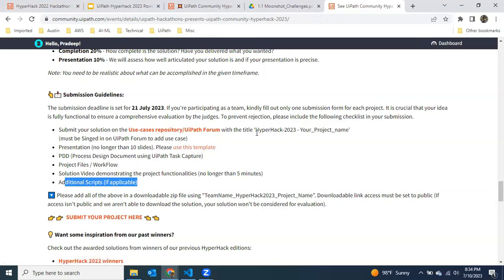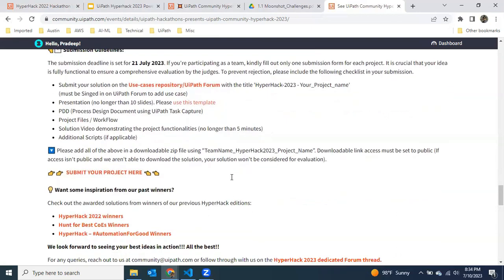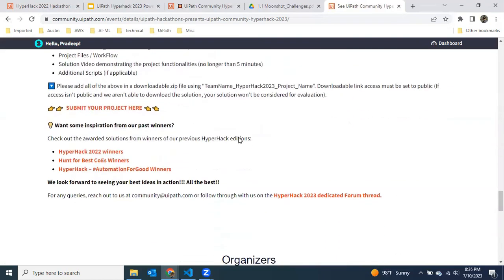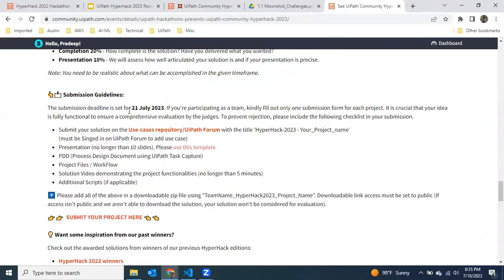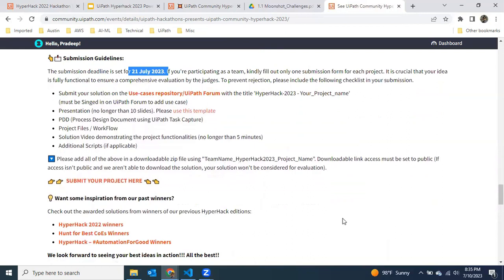Just follow the template where your title should have a prefix of HyperHack 2023. I think that's the submission process. And make sure your submission is done before 21st of July 2023. So from today, you still have 11 days to work through that.